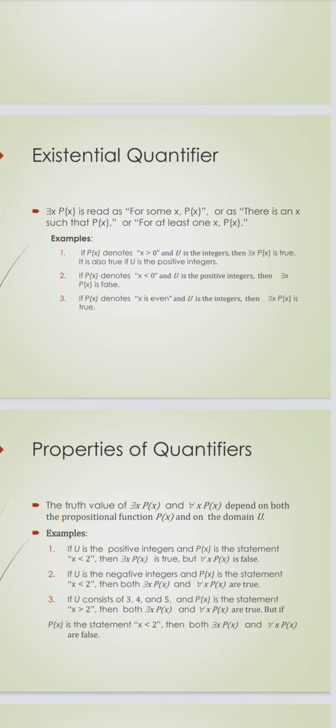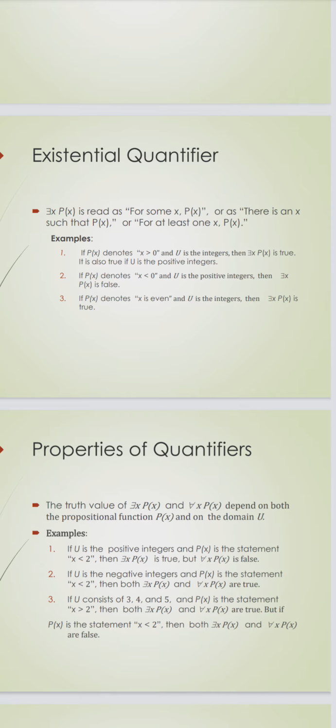Existential quantifier. There exists x p of x is read as for some x p of x. The other reading is there is an x such that p of x, or for at least one x p of x. For example, p of x denotes x greater than 0 and U is the integers. Then there exists x p of x means for some element x, p of x is true. It is also true if U is the positive integers.